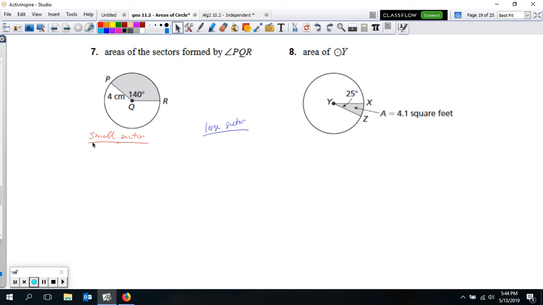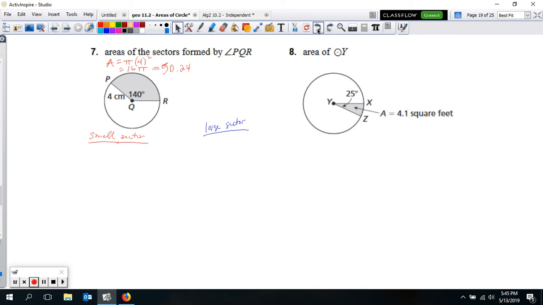So for the small one, we'll do that one first. That's this shaded part here. We can see it's got 140 degrees. So we need to figure out, first of all, what the area of the whole entire circle is. That's one thing we do need to know, is what's the area of this whole circle. It says 4 centimeters here for the radius, so it's going to be pi times 4 squared, so it's going to be 16 pi, and 16 times pi is going to give us 50.24. So there's the area of this circle.